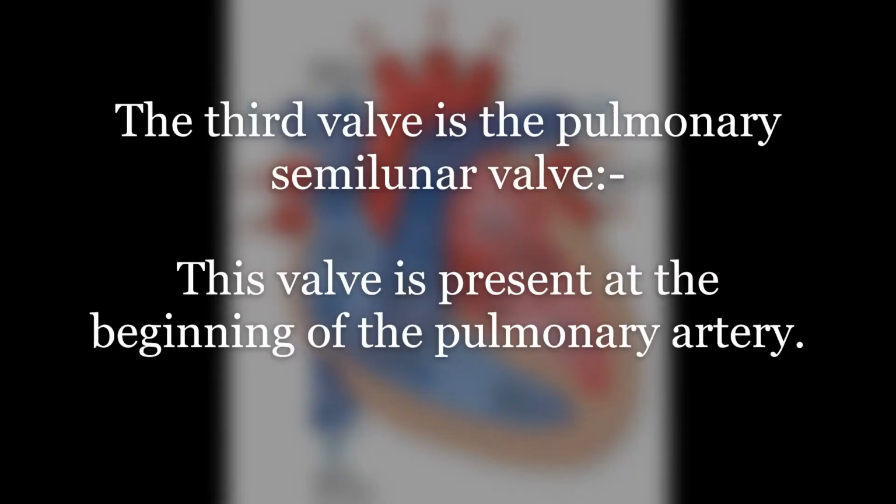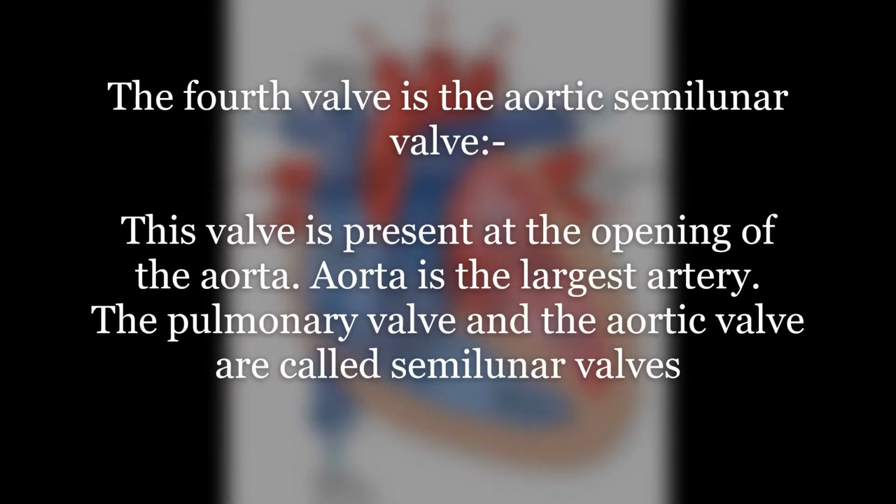The third valve is the pulmonary semilunar valve. This valve is present at the beginning of the pulmonary artery. The fourth valve is the aortic semilunar valve. The valve is present at the opening of the aorta. Aorta is the largest artery. The pulmonary valve and the aortic valve are together known as semilunar valves.